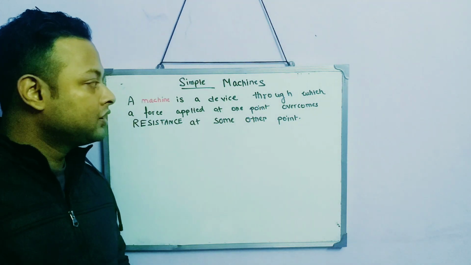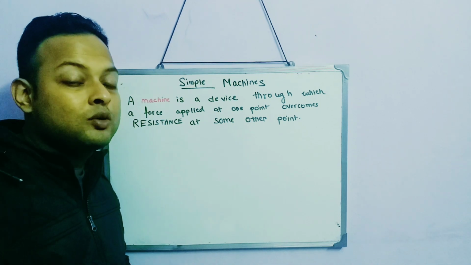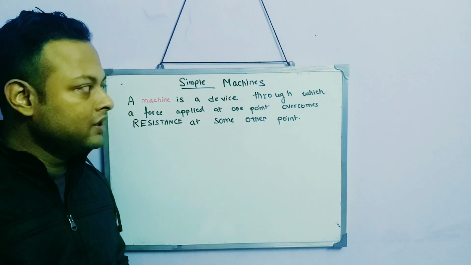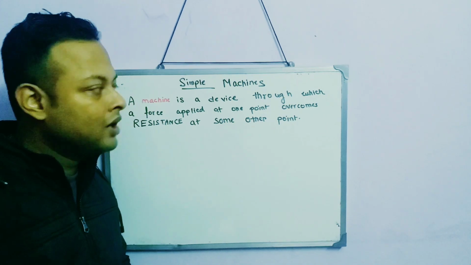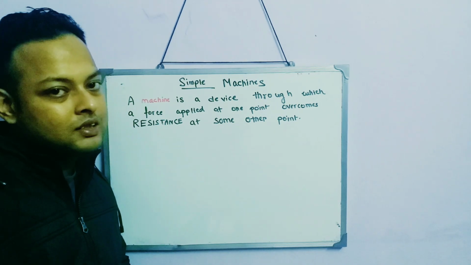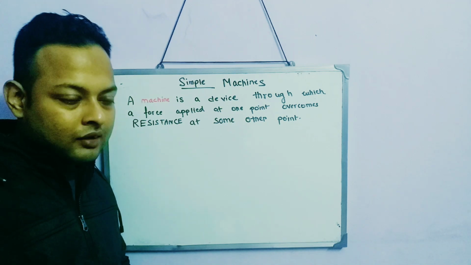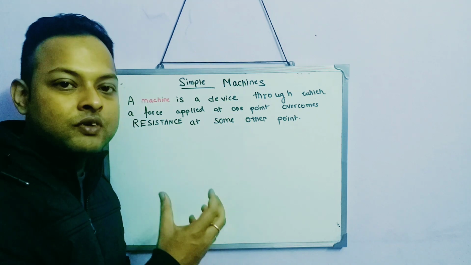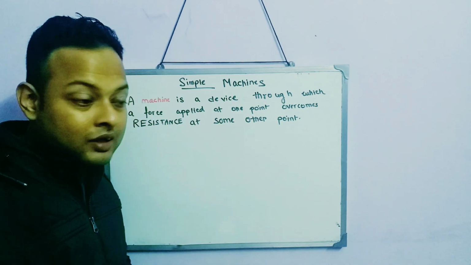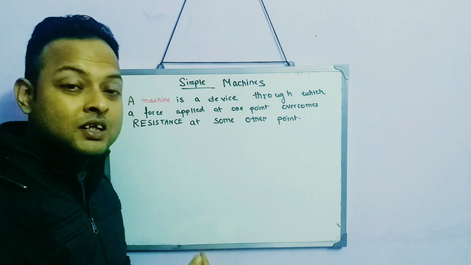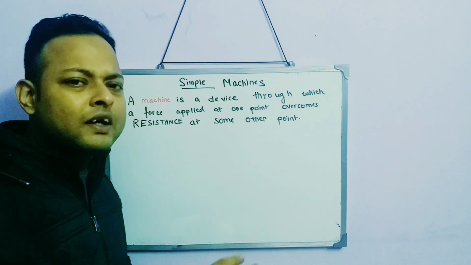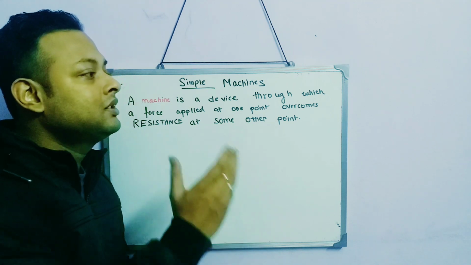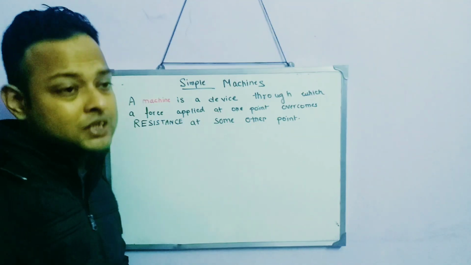The proper definition of the machine which is given in your book is this: a machine is a device through which a force applied at one point overcomes the resistance at another point. Obviously, this definition might seem difficult for some of you. The previous definition, that a machine is a device which makes our work easier, is easy to understand, but that is a general definition. This is the proper definition of a machine.